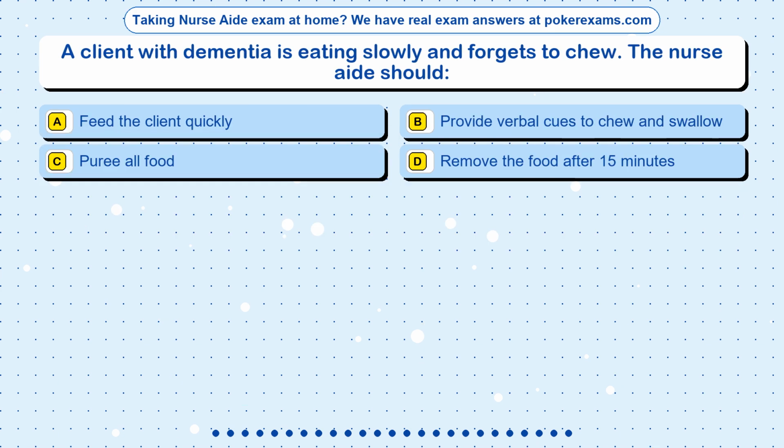Question 22. A client with dementia is eating slowly and forgets to chew. The nurse aide should: Option A, feed the client quickly. Option B, provide verbal cues to chew and swallow. Option C, puree all food. Option D, remove the food after 15 minutes.